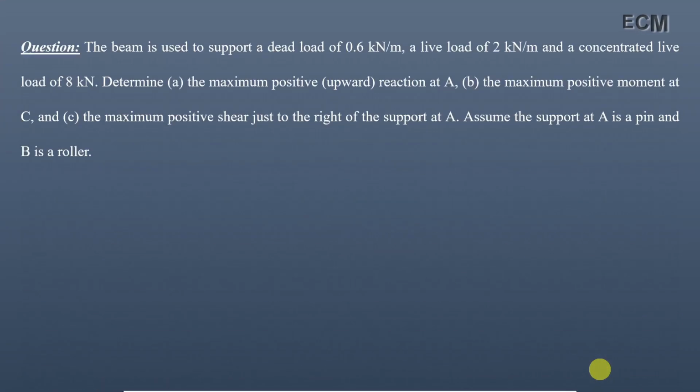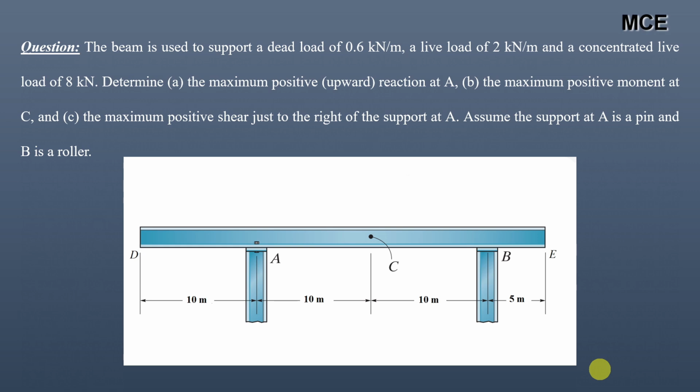Hello and welcome back to Master Civil Engineering. In this video you will learn how to draw the influence line diagram for a beam and how to find the maximum positive vertical reaction, maximum positive moment and maximum positive shear from the influence line diagram.